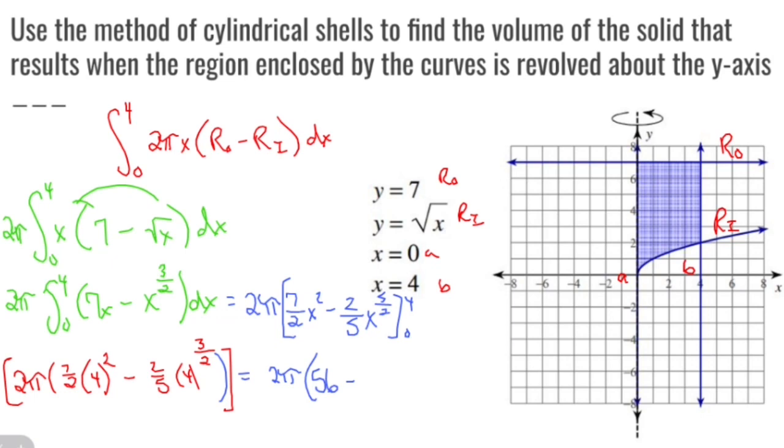Okay. What's 2/5 of 32? The answer is 12.8. So this becomes 12.8. What is 56 minus 12.8? The answer is 43.2. And what's 2 pi times 43.2? It's approximately 271.4336.